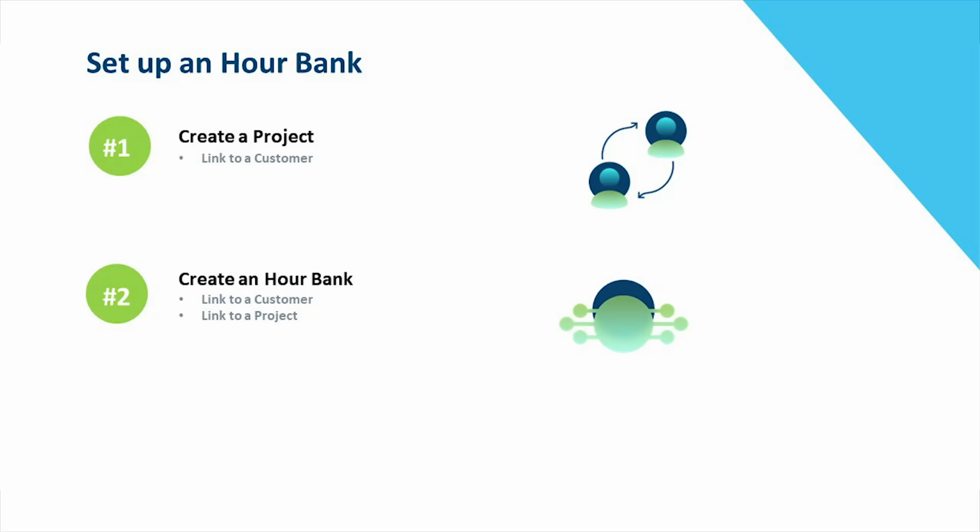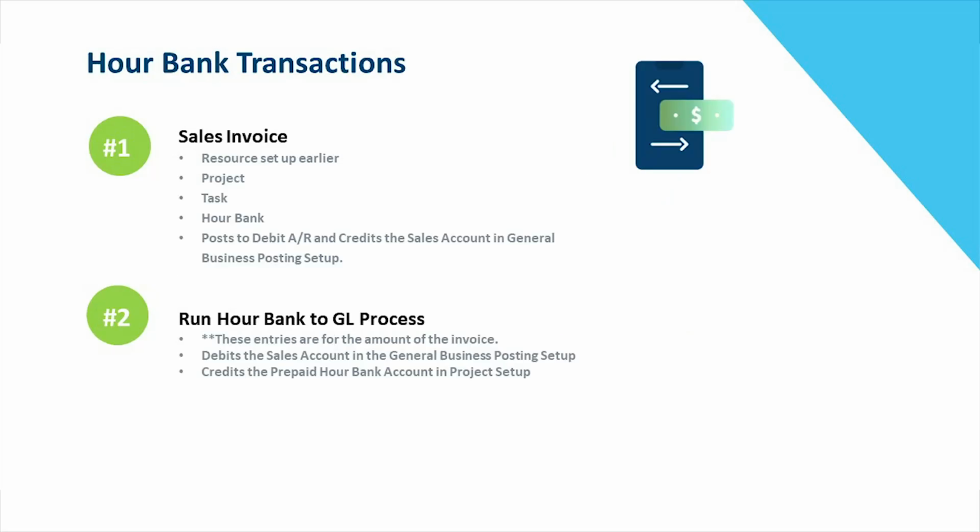That creates the master records, but now you want to process transactions for them. To process transactions, the first step is to create a sales invoice, and you can use that Hour Bank resource that we discussed earlier. You also need to associate that sales invoice to the project and your task. Any task on the project is fine. An Hour Bank is also needed. When that sales invoice posts, it will debit accounts receivable and credit the sales account from the resource that you used during the sales invoice entry.